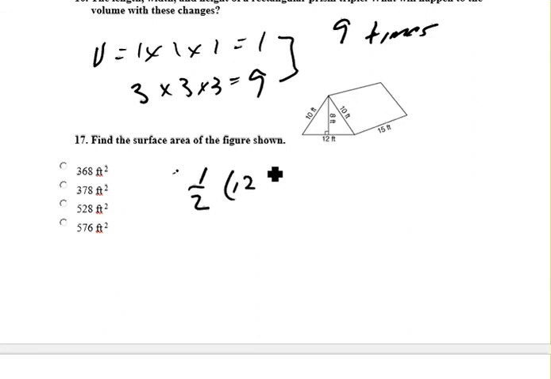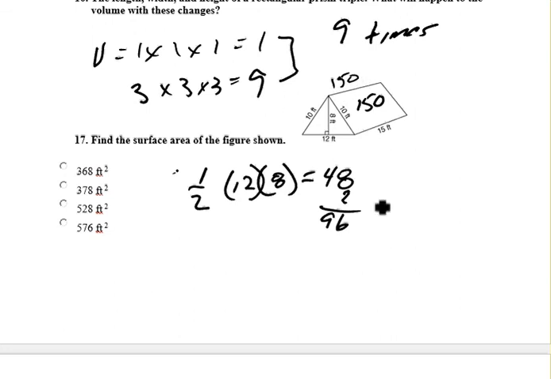One half base times height is 48. And there's a front and a back, so we have to multiply that by 2, and we end up with 96. Okay. Now we have to do this side, and this is the same as this other side. So this is 150. So the other side there's 150. So that's 300. So we have 96 plus 300.